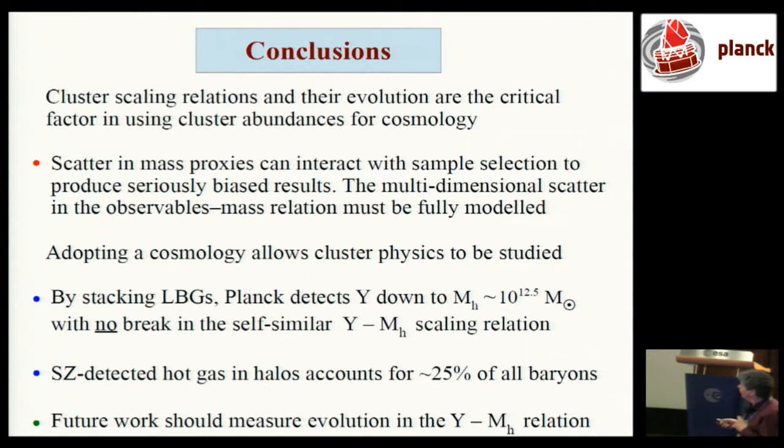So to conclude, the cluster scaling relations and their evolution are the critical factor in actually using the cluster counts to make cosmology, as Marian Duspies emphasized in his own talk when he was talking about the Planck results on this. And the scatter, it's clear that the scatter in the proxies that we're using can interact with the sample selection to produce biased results. So there's been quite a lot of work to try and control this. So we're confident that the biases are much smaller than the ones I was showing you for the optical samples.